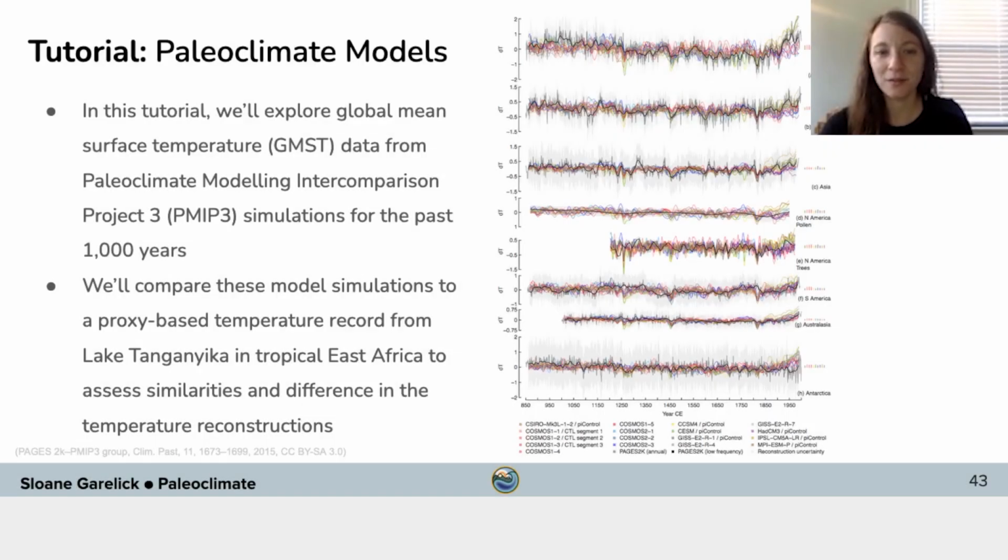In this tutorial, we'll explore global mean surface temperature data from the Paleoclimate Modeling Intercomparison Project 3, or PMIP3. And these are simulations of past temperature over the past 1,000 years. We'll compare these model simulations to a proxy-based temperature record from Lake Tanganyika in tropical East Africa to assess similarities and differences in proxy-based versus model temperature reconstructions.